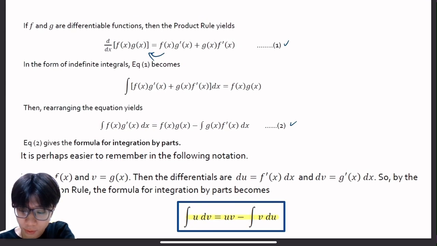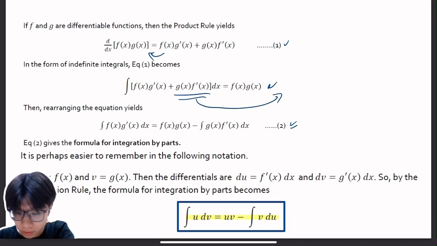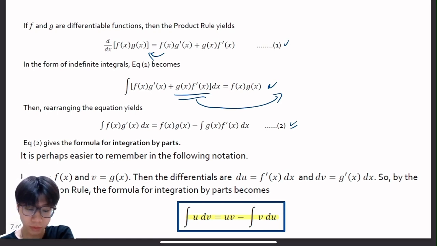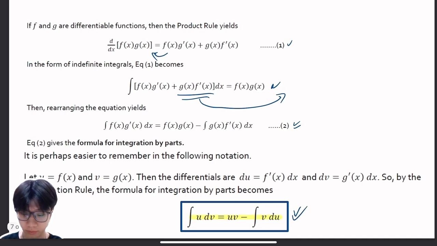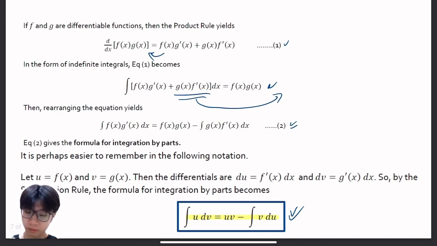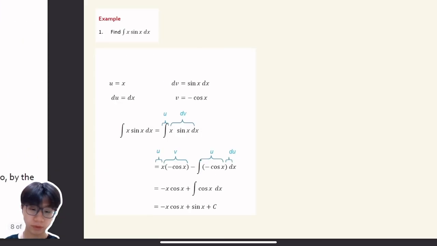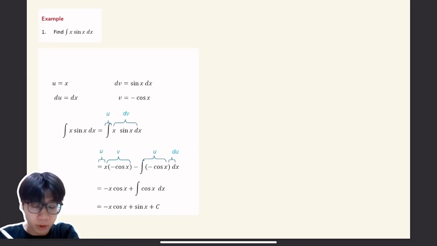How do you get the second equation here? From this equation, you can see by taking this whole thing to the right side, you will be getting this one. To remember easily, we just let u equal to f(x) and v equal to g(x), and hence we will be getting this one. So remember to memorize this formula. Now we will proceed to the first example.